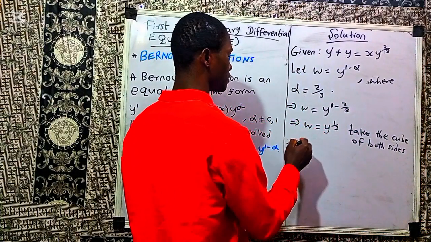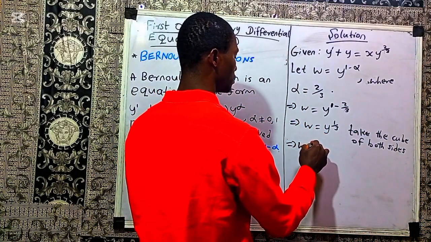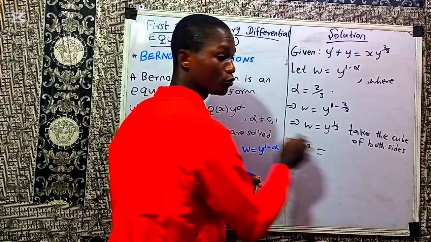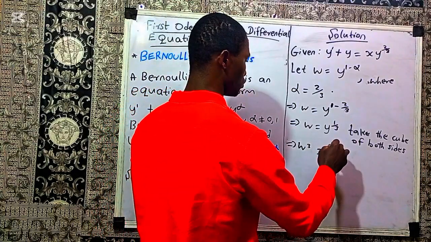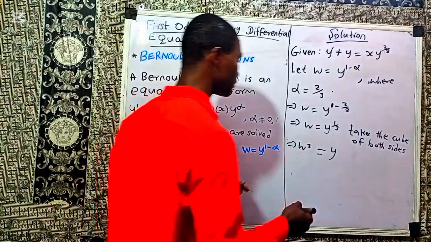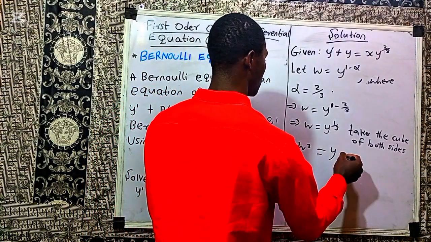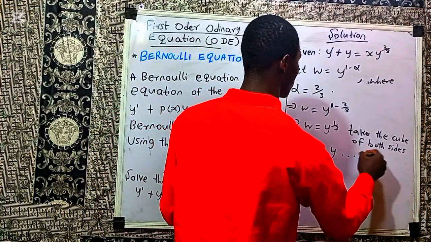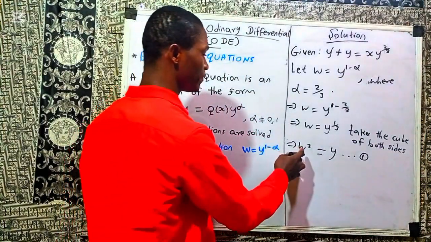So this implies w raised to power 3, taking the cube of both sides, is equal to y. So I've made y the subject of the formula. Now let me call this one equation 1. We are going to differentiate.